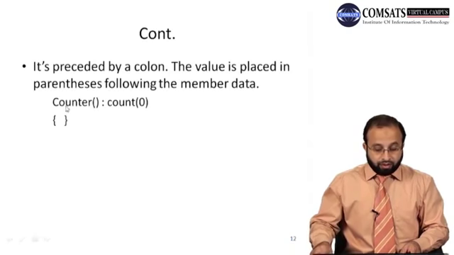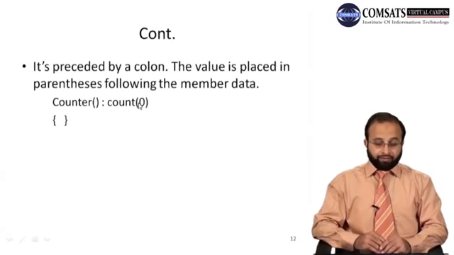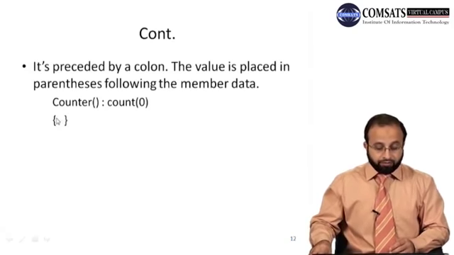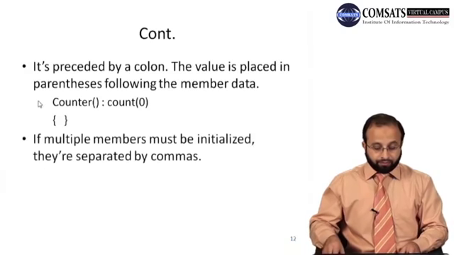So after the constructor name you have the colon, then you have the name of the data member, then within the parentheses you write the value with which you want to initialize the count private data member. So if I mention the value 10 here, it will always initialize it with 10, and then the brackets for the function counter.